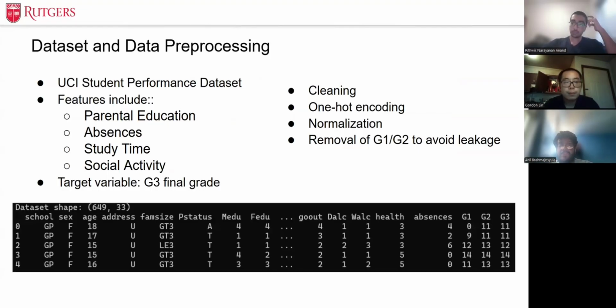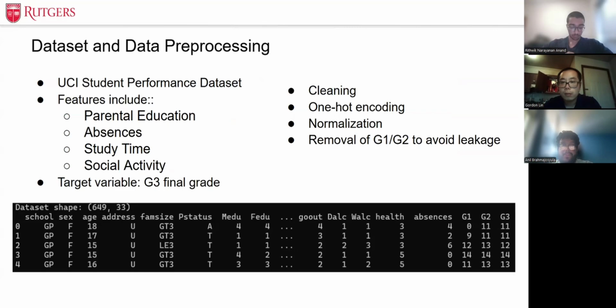We used the UCI Student Performance Dataset, which contains academic and demographic information from secondary school students in Portugal. The dataset included variables such as parental education, absences, alcohol consumption, study time, and age. Our target variable was G3, representing the student's final grade.